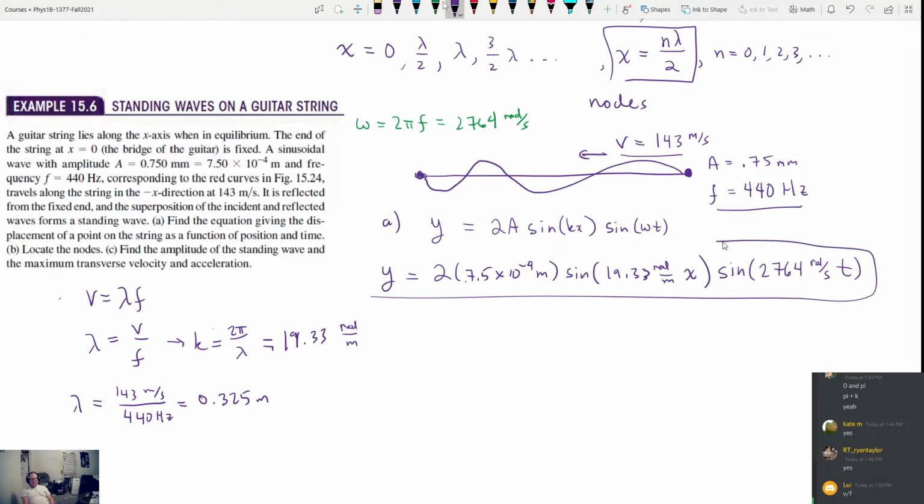That is our equation. The only thing else I could do to simplify it is I can multiply that 2 there and we would get 1.5 times 10 to the minus 3. We don't need to worry about that.